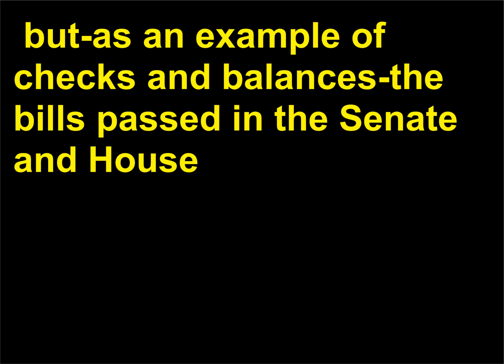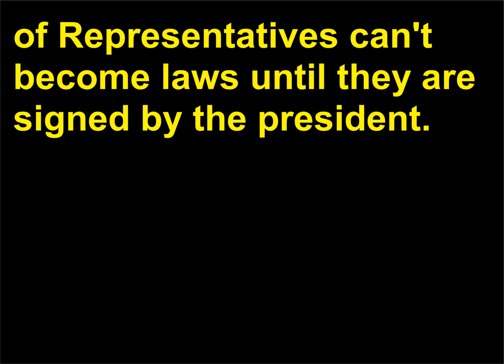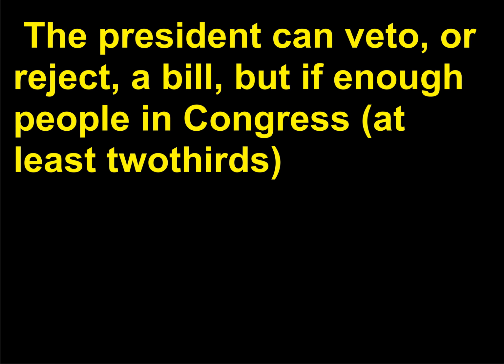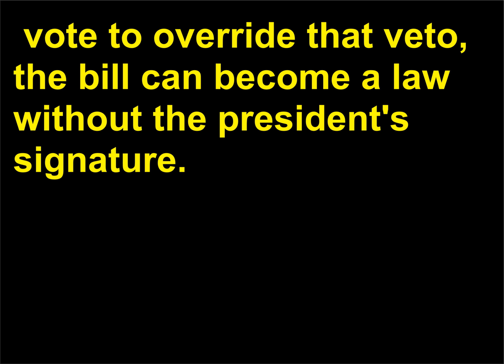But as an example of checks and balances, the bills passed in the Senate and House of Representatives can't become laws until they are signed by the President. The President can veto, or reject, a bill, but if enough people in Congress, at least 2/3, vote to override that veto, the bill can become a law without the President's signature.